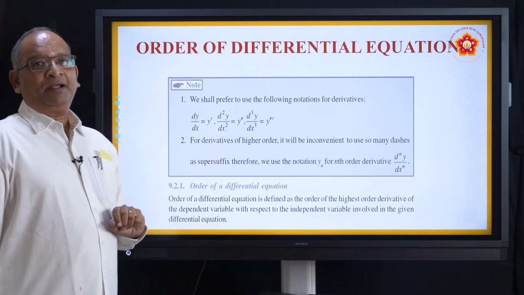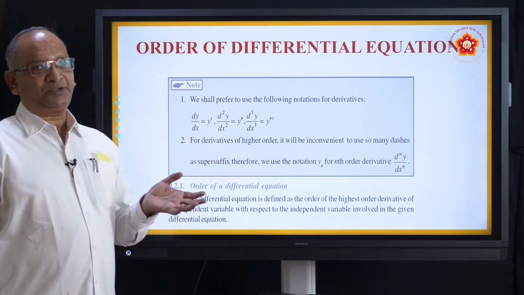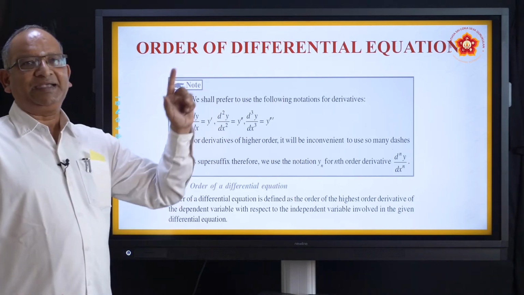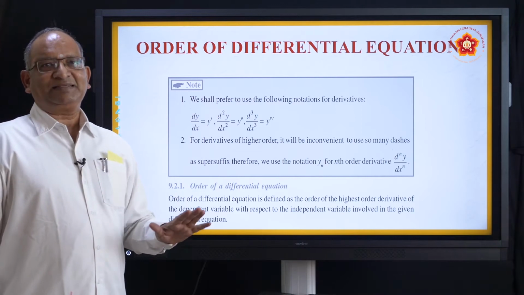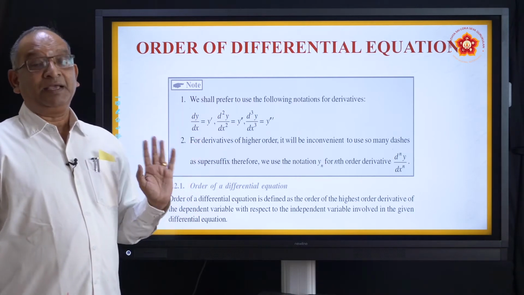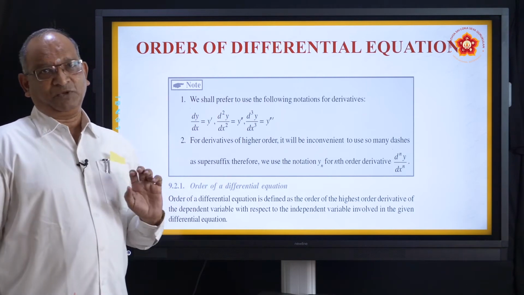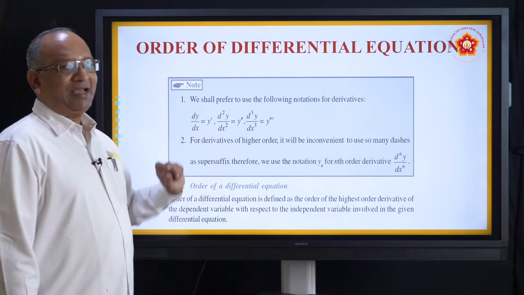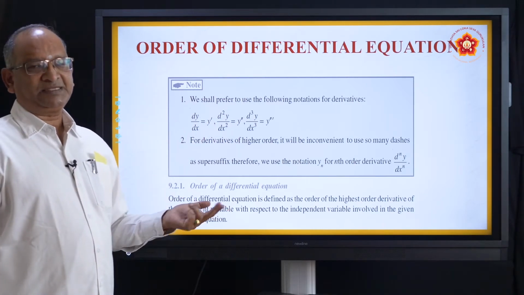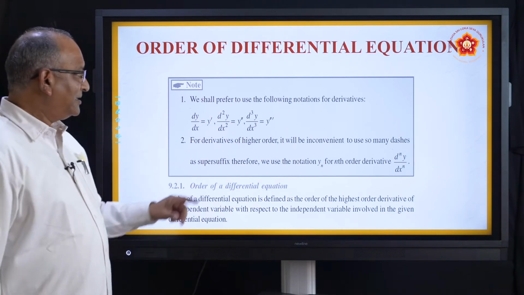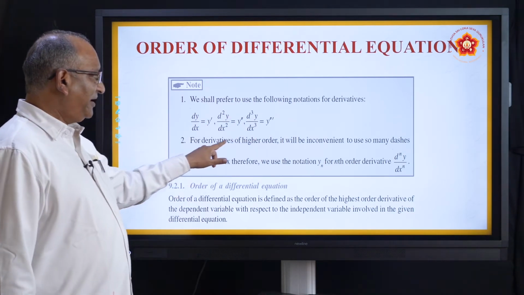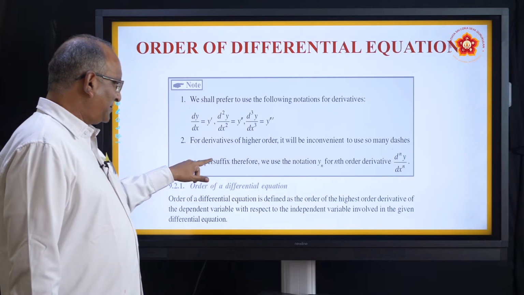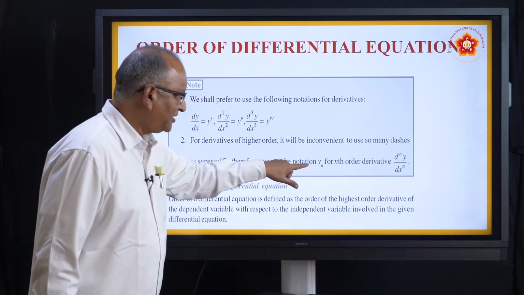Yes, this is also familiar to you, not that you are not aware of it, but still, once again quickly go through y dash. Instead of writing dy by dx, in some places in the textbook he uses y dash. In some books he also uses y1. y1 also means y dash, which means dy by dx. Similarly, y double dash is for the second derivative. Sometimes they use y2. Similarly, this is for the third. For derivatives of higher order, it will be convenient to use so many dashes as a superscript. Therefore, we use the notation yn.